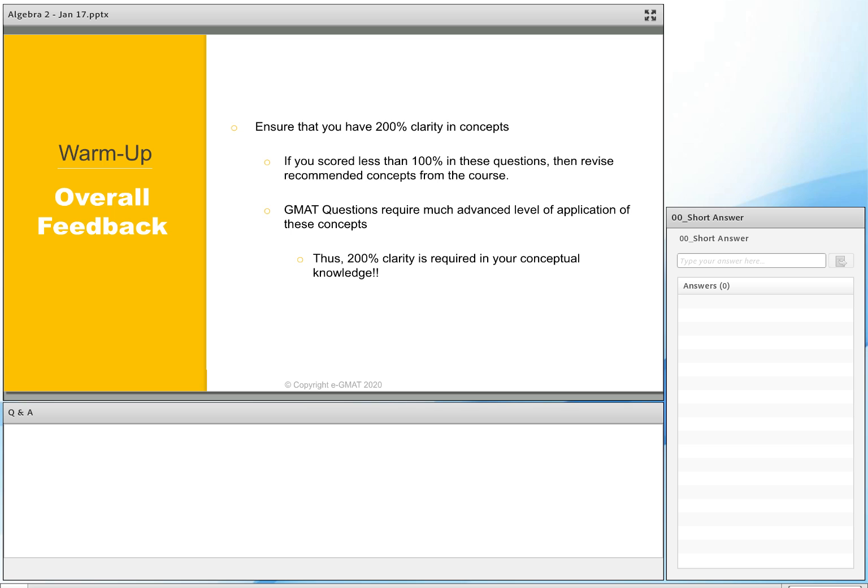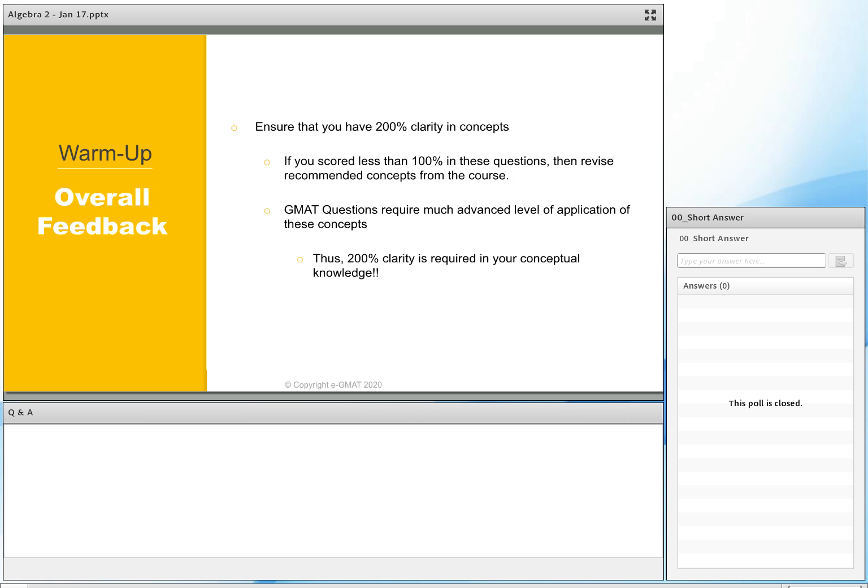Now, the overall feedback for this warm-up section, I'll come to this, but I'll open the short answer poll. Let's see how many questions out of these 6 did you get correct. Can you please mark your answers in the short answer poll? How many questions out of these 6 did you get correct? All right, I'm so very glad to see this. A lot of you tell me that you got all the questions correct. That's perfect. All right, I'm going to end the poll over here and clear all the answers.